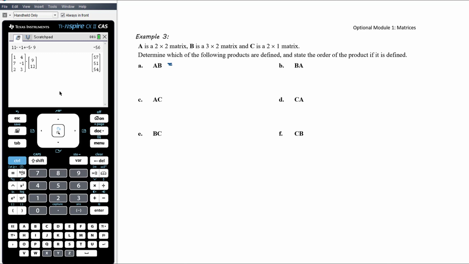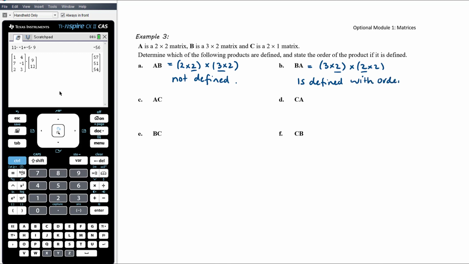Okay, so AB would mean having a 2 by 2 matrix times a 3 by 2 matrix, and so we've got an issue there, and so that is not defined. B times A would mean a 3 by 2 matrix times a 2 by 2 matrix. So this one is defined, with an order of 3 by 2. A times C, so A is the 2 by 2 matrix, C is 2 by 1, okay, so that is defined with order 2 by 1. So there's the order there, the outside numbers.